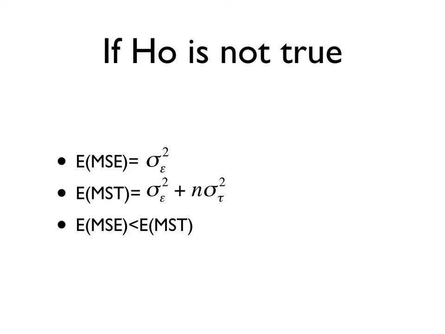So the expected value of mean squared error is less than the expected value of mean squared treatment, because treatment has error in it, due to individual differences, plus a treatment effect. Because it's the variance of the averages of each group. So in our numerical example over here, we got scores of 10, 20, 30. If H0 is not true, part of the variance in those three means is because you're all different people. And part of it is because you're in different groups.